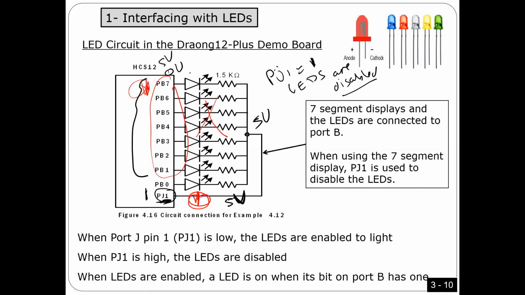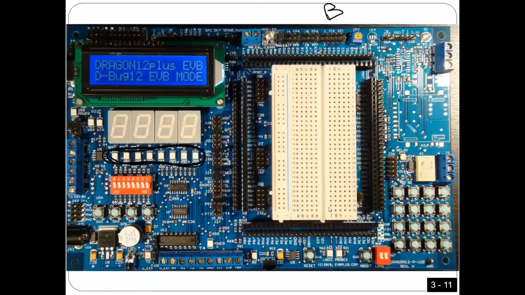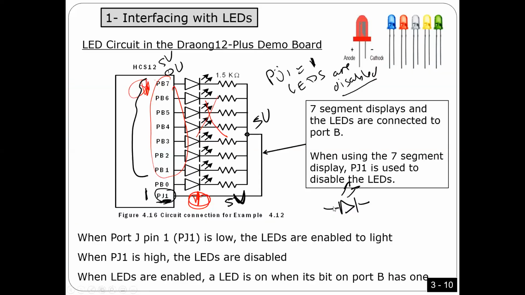Disable them. Because quickly, as you know, if you have an LED, in order to light the LED, this is the anode. The anode voltage has to be greater than the voltage of the cathode. So if I put 5 volt here and 5 volt there, nothing. It's not going to work.